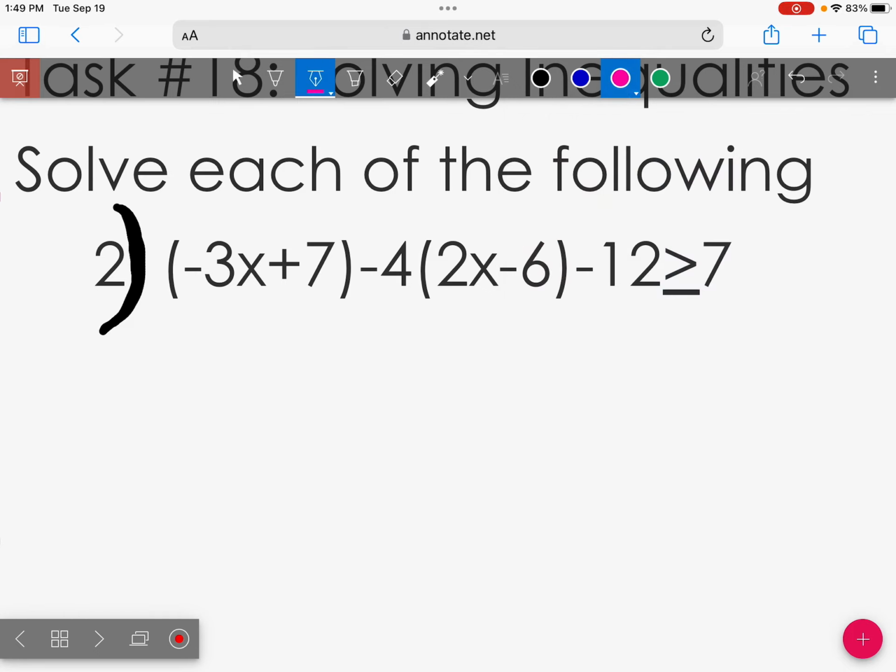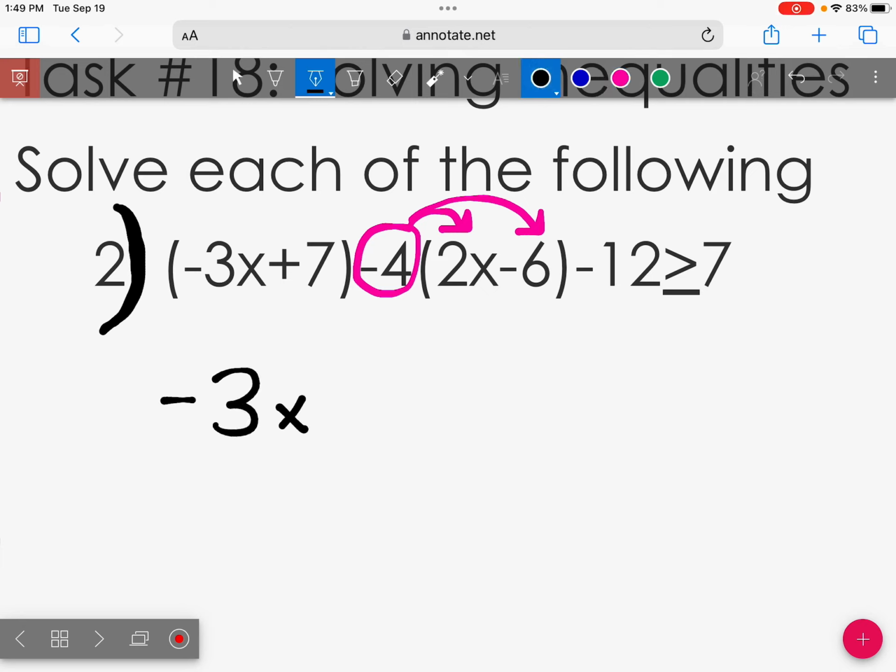What's our first step going to be? Distribute. What are we going to distribute? The negative 4. I'll take this whole piece and distribute the negative 4. Is this first set of parentheses actually doing anything? No. It's just there to be annoying. So we're going to drop that off.